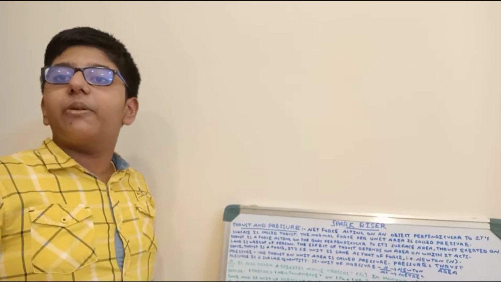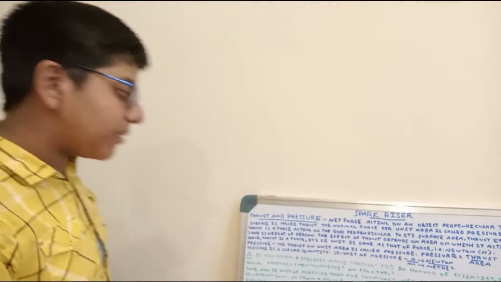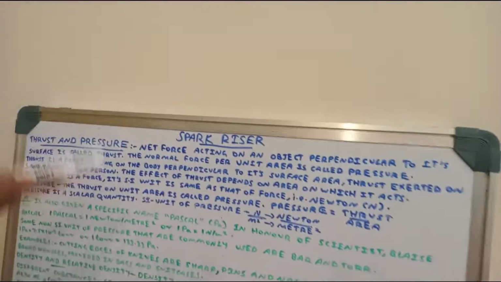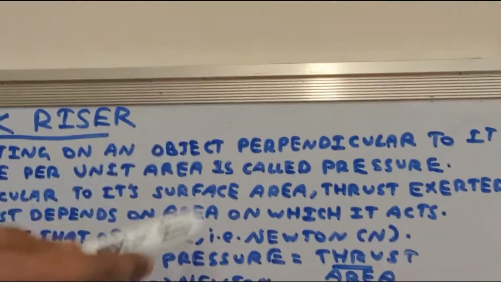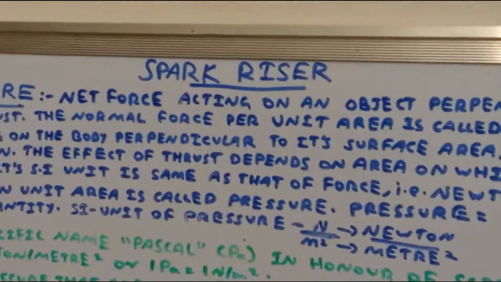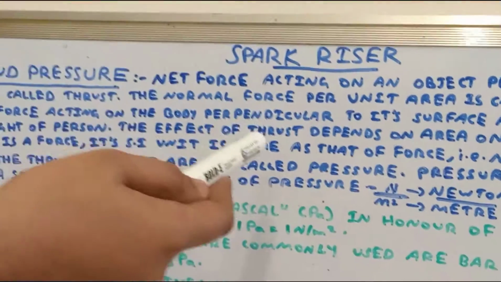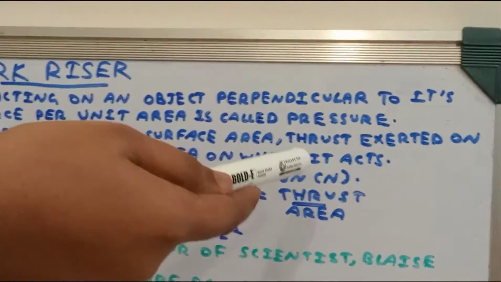Today we are going to learn about gravitation part 4. So now let us go to thrust and pressure. The net force acting on an object perpendicular to its surface is called thrust, and the normal force per unit area is called pressure.